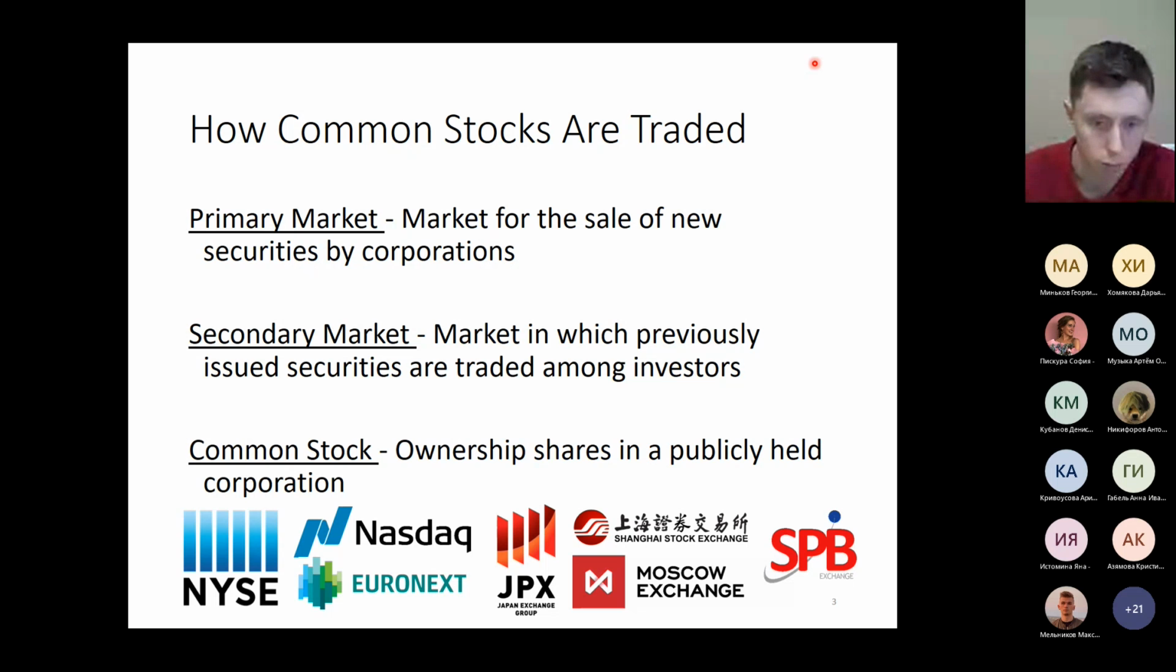But the majority of the stocks are issued in the form of common stocks, and we will mostly work with them. And in general, the terms and the logic that we'll walk you through today are applicable both for common stocks and for preferred stocks.